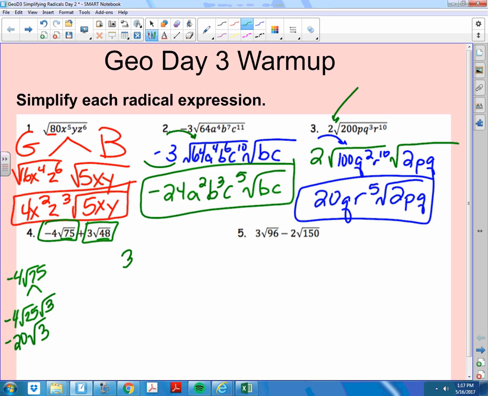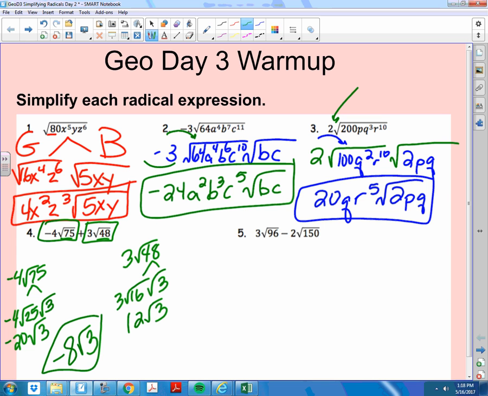Over here, 3 root 48. We split into 3 root 16 root 3. 3 times 4 is 12 root 3. So we end up with negative 20 root 3 on the left and 12 root 3 on the right. When we add them up, we end up with negative 8 times the square root of 3. Okay? Any questions on that?